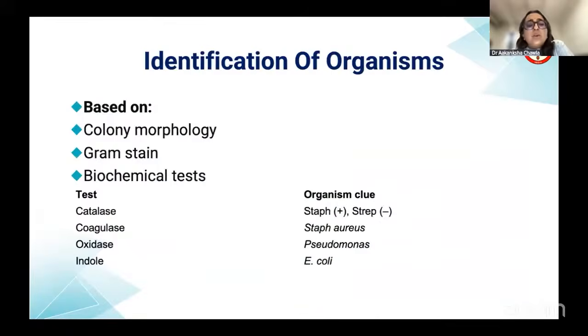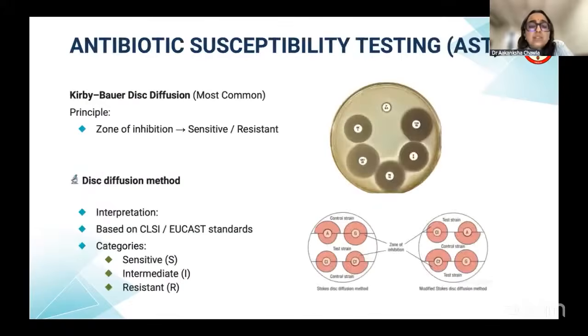So once your organism has grown, it requires identification, which is based on the colony morphology, the gram stain, and the various biochemical tests that are available. Once the organism is identified, then further antibiotic susceptibility testing is done. The most commonly used method is the Kirby-Bauer disc diffusion method, which is based on the principle of zone of inhibition. And the interpretation is based on the CLSI and the EUCAST standards. We often receive our reports as sensitive, resistant, and intermediate sensitive.